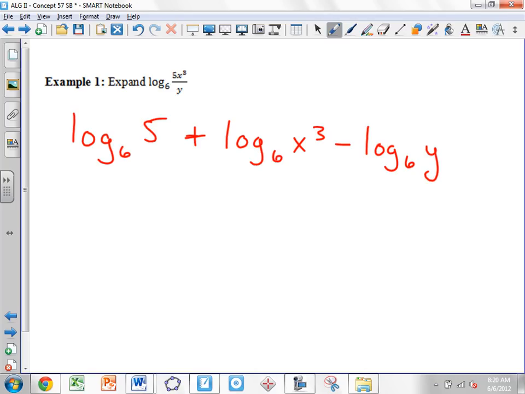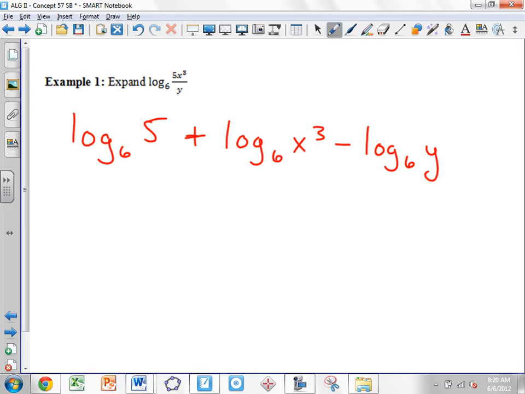Again, it's much easier to remember what I'm telling you right now. Whatever's up top gets positive signs, whatever's down below gets a negative, and you just have to separate it by factors. What are factors again? Things that multiply. So for example, had the numerator been 5 plus x cubed, you cannot break it up like this. Since it's 5 times x cubed, you can. Again, they have to be factors of one another.